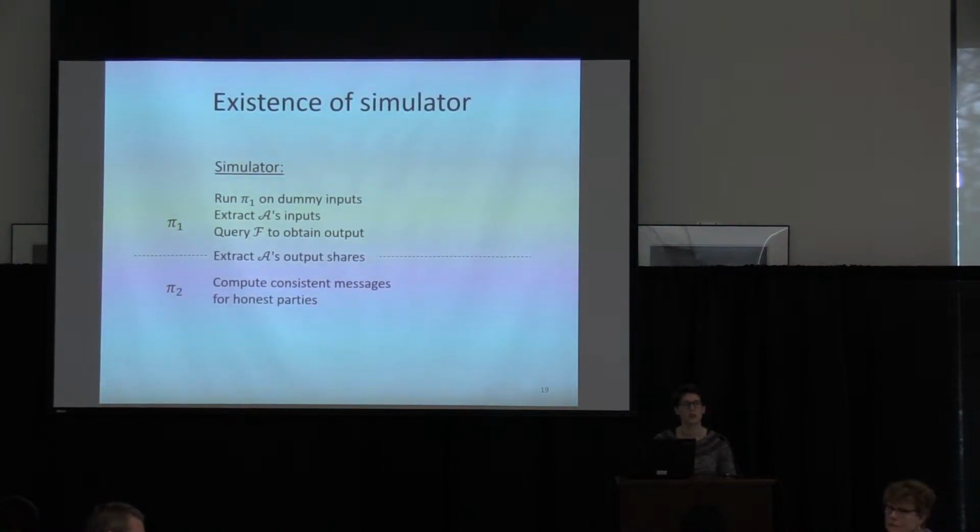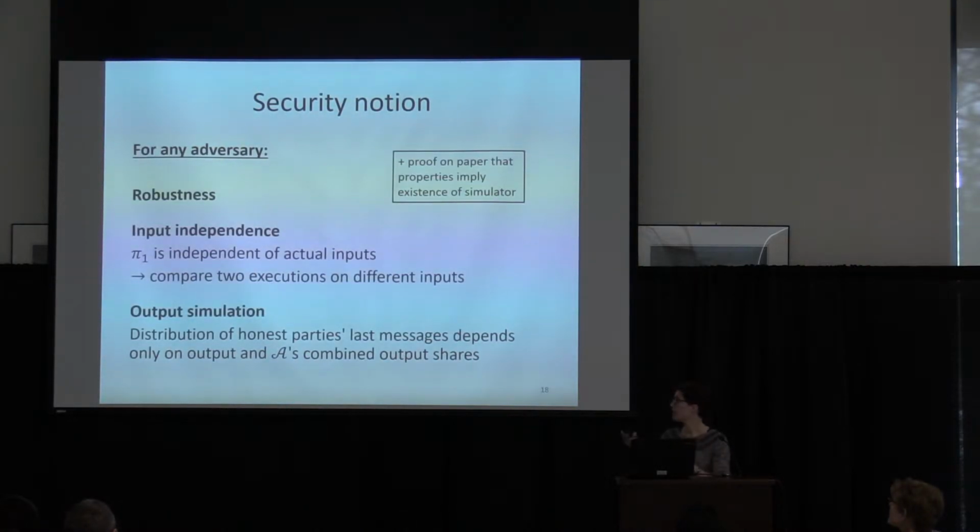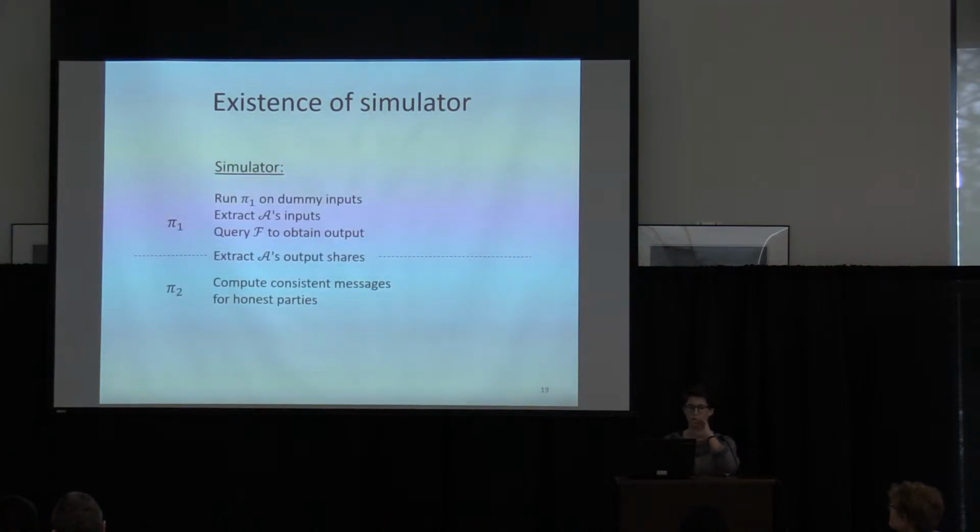Yes, so I skipped that here, but in addition to these three properties, you also need that there exists an extractor for the input, yes. And also for the output shares. You're right. So if you have these three properties and the two extractors, then I can show you that the simulator exists.